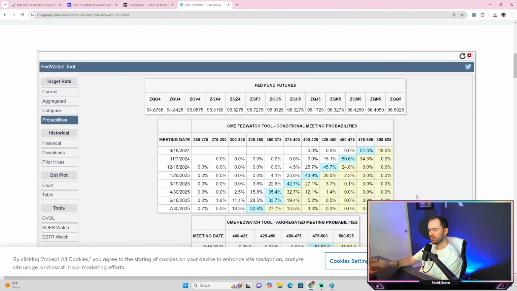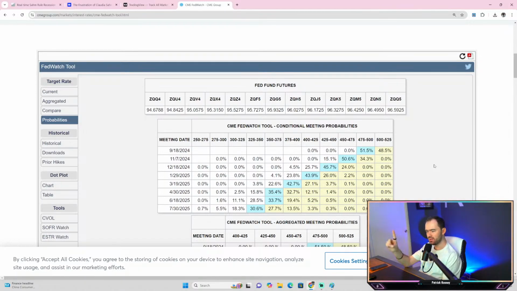The probability of a 25 basis point cut on September 18th is 48.5%. The probability of a 50 basis point cut on September 18th is 51.5%. So we know right now that we have statistically on September 18th of 2024 a 100% chance of cutting rates at least 25 basis points. We have a better chance of cutting rates 50 basis points. Now, there's only three options that the Fed has as we speak, as you all know. There's only three options.